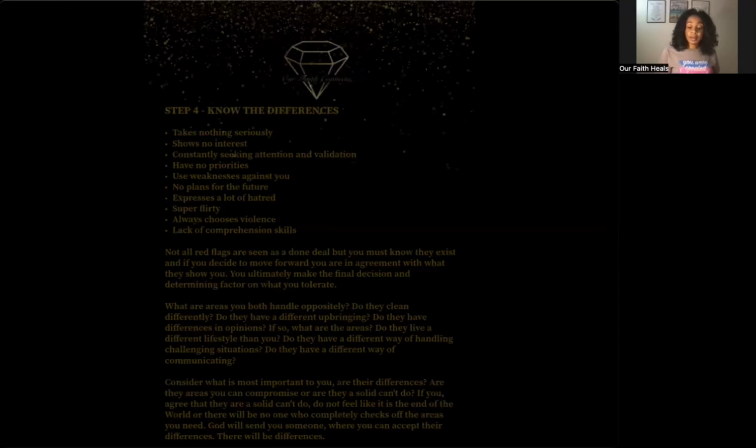Now, because step 3 is about compatibilities, step 4 is about knowing the differences: writing things down, processing things. What are the areas you both handle oppositely? Think about the different things that you guys may do oppositely, maybe the way that you clean, the way that you talk, the way that you like to step out of the house, how y'all look, where y'all go. There may be certain things that are done oppositely. However, is that okay with you?